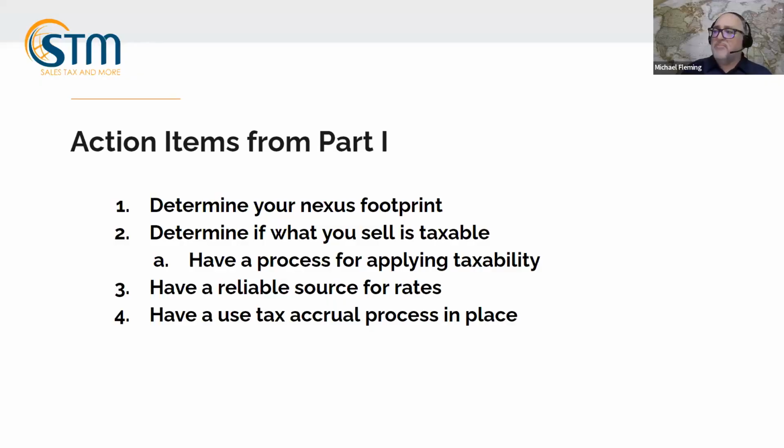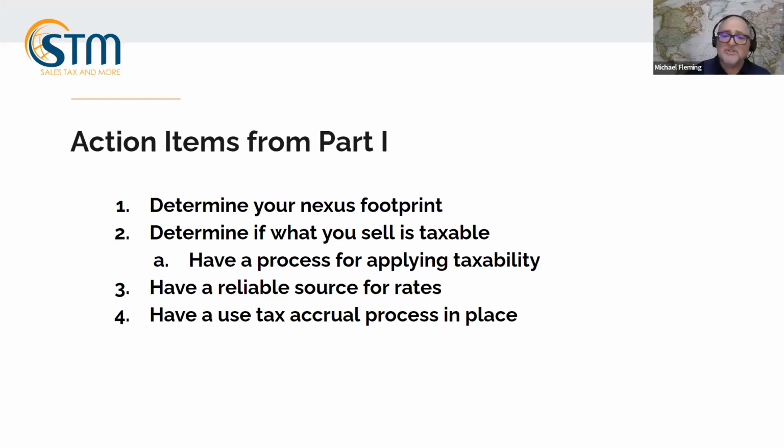Now, here's some action items from part one. Number one, we talked about Nexus. We said that it's really just a fancy word that means link or connection. And what companies need to do, what their accountants need to do, is help these companies determine what their Nexus footprint is. Because if you have this link or connection with the state, then you may have to take additional steps. If you don't have this link or connection, then you probably don't need to do anything else.